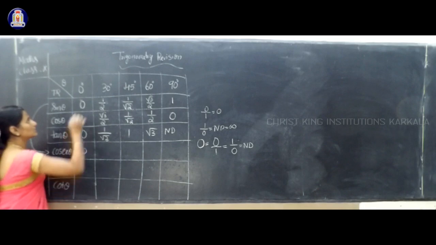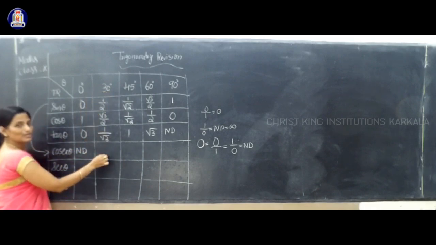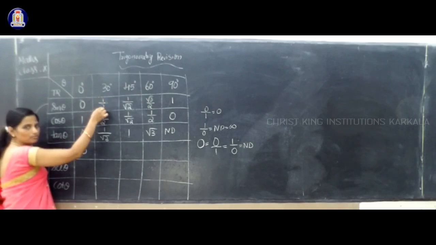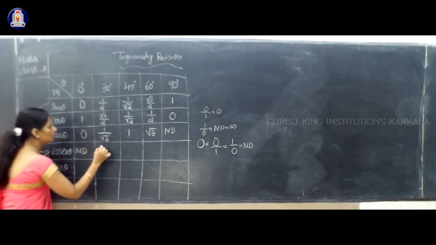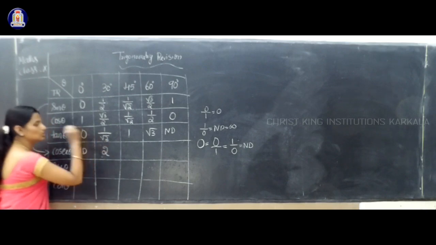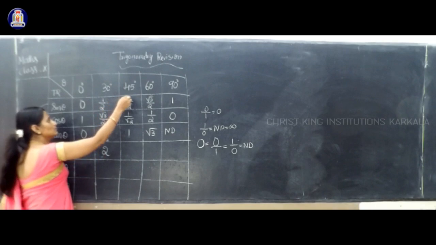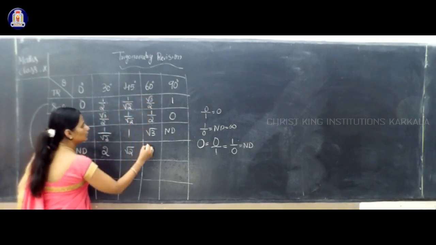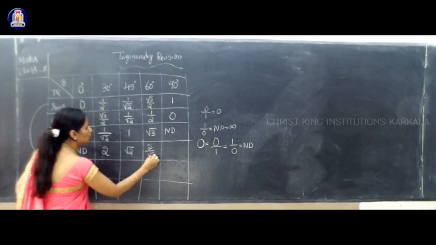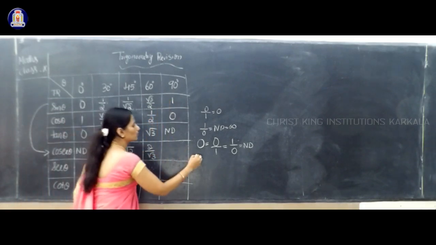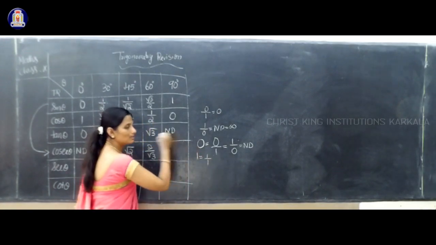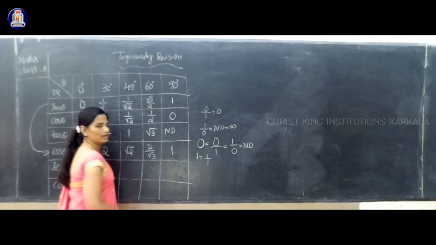Now cosecant 30. If you know sin 30 is 1 by 2, the reciprocal of 1 by 2 is 2 by 1, which is equal to 2. Next, 1 by root 2, the reciprocal is root 2. Root 3 by 2 becomes 2 divided by root 3. And 1, we can write as 1 divided by 1, so its reciprocal is 1.